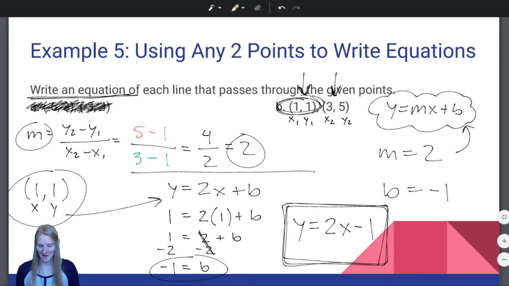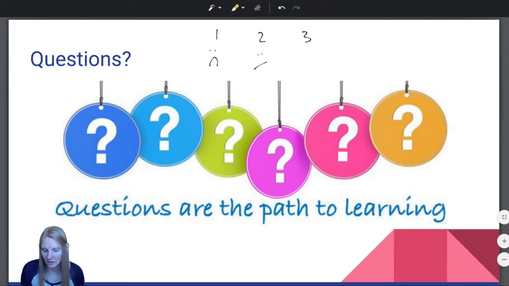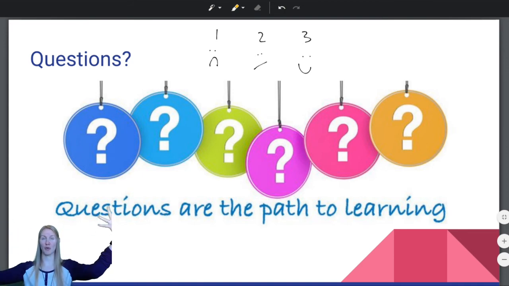Okay. Alrighty. That is all I have for you today. Now is a wonderful time to rate your understanding of the learning target and the success criteria. Do you know how to find the y-intercept? Do you know the process of finding the y-intercept? And can you find the equation of any line given 2 points? Any 2 points.